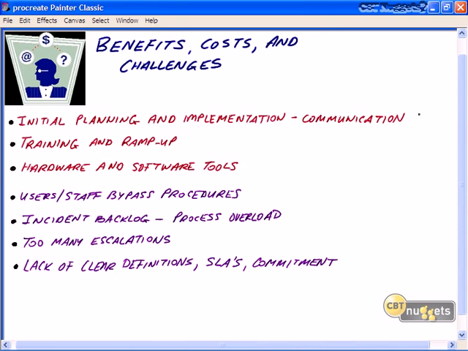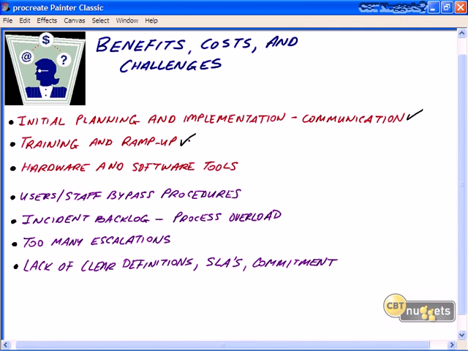Of course, all of this comes at a price, okay? There's going to be initial cost in time, in monies, in personnel resources for the initial planning and implementation of incident management in your service desk. You'll also need to have a communication infrastructure in your service desk for this particular IT service. There's going to be a training process of training from the top down. Also, a training and ramp up period you need to take into consideration. This could add some downtime to your organization.